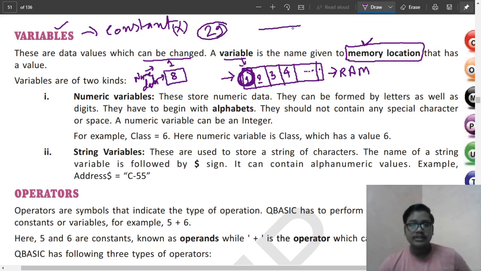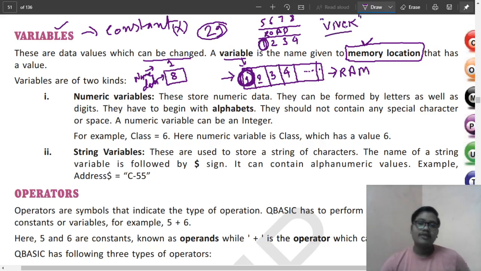Suppose this is your road, and these are house number 1, house number 2, house number 3, house number 4, and likewise 5, 6, 7, and 8. So one is your house number, and let me say your name is Vivek. If I ask you where Vivek lives, which is Vivek's home, you will say number 1. So number 1 is your memory location.